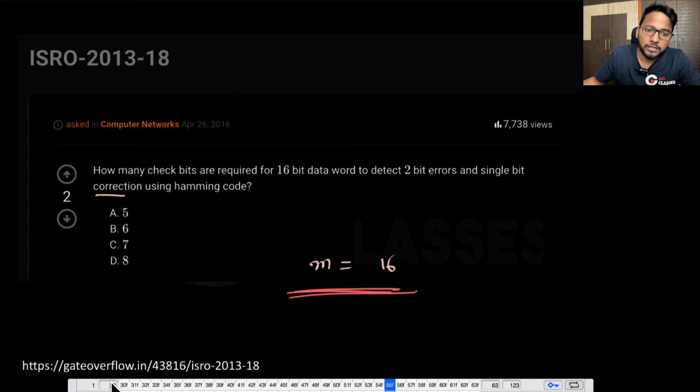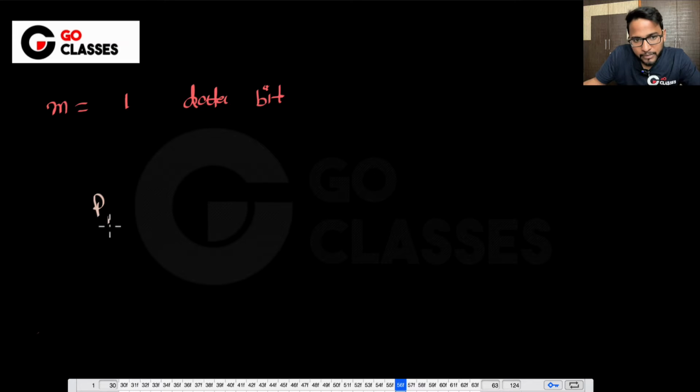Okay, so let me just simplify this question. Let's suppose you have just one data bit. Then how many parity bits do you need? Maybe you will say that you need at least two parity bits. Then only can you say that okay, one data word is sitting here. So you need at least two parity bits for the one data word, then only just one data word can appear.